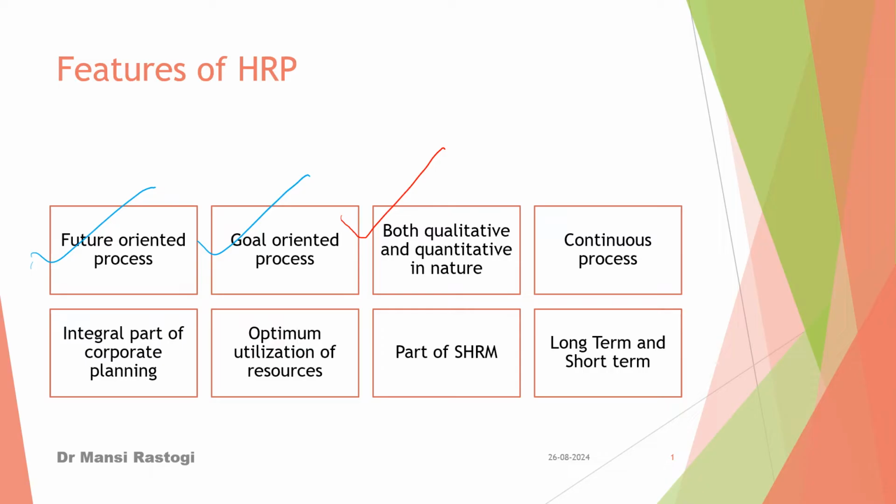And the next one is it's a continuous process, and it's an integral part of corporate planning, because if you don't have the right HR planning, you won't be able to have an efficient or effective outcome. Then it ensures optimum utilization of resources, and it's also part of SHRM. For example, we just saw in the first content slide that organizational strategies need to be in alignment with HR planning. This is part of SHRM, that is strategic human resource management. And then it could be long term as well as short term. So these were the features of HR planning.